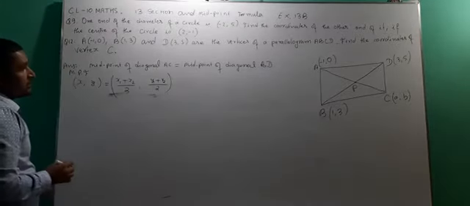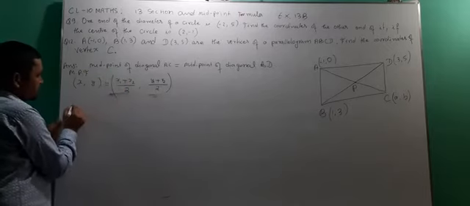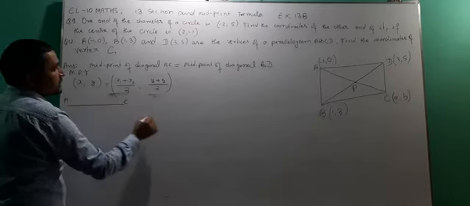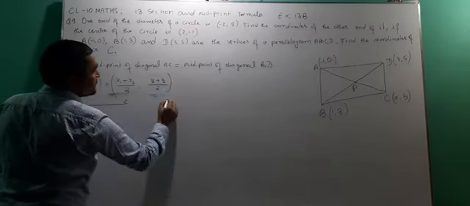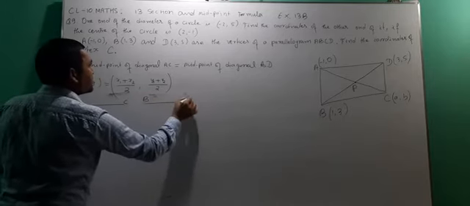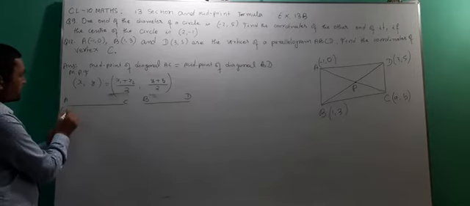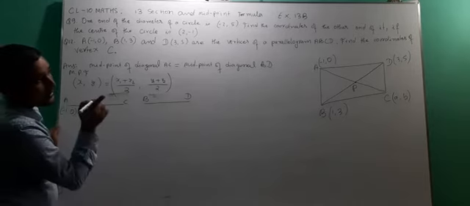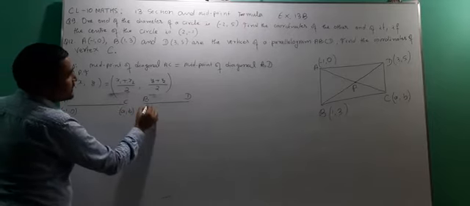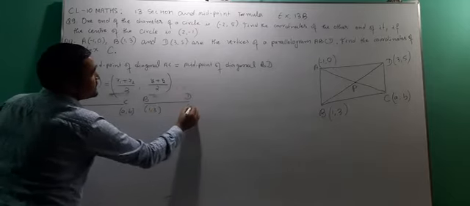Now, the midpoint of diagonal AC. Let's draw the rough sketch. AC, then the midpoint of diagonal BD. BD, and let's write their coordinates. The coordinate of A is -1, 0. The coordinate of C is a, b. The coordinate of B is 1, 3, and the coordinate of D is 3, 5.